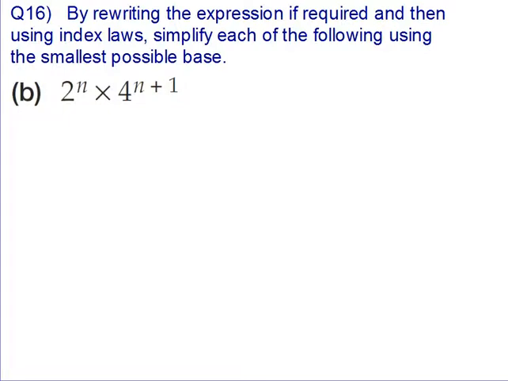Okay, I'm assuming you've had a go at question B, so I'll now go through my solution to it. Keep in mind that there are often more than one way to solve these things, so you might end up with a correct solution that looks different to mine. 2 to the power of n is 2 to the power of n. Just copy that down. 4 can be written as 2 squared. I'll put that in brackets. And that's raised to the n plus 1 power.